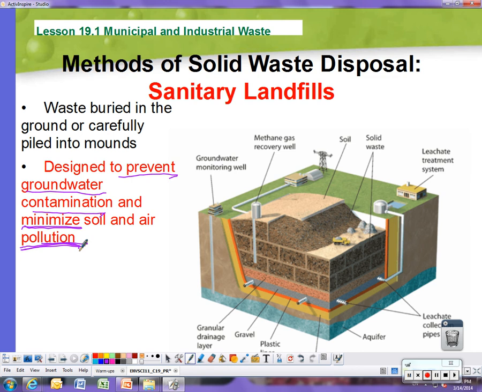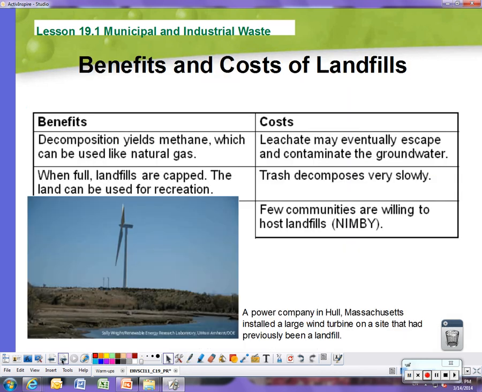Things to look for would be a recovery pond, the tower, as well as the methane gas recovery well. All right, change slides. Make sure you have this down. All right, benefits and costs for this. Benefits are that we can produce the natural gas, which are the tower that you saw. And when they're done, they can be capped off and reused again.